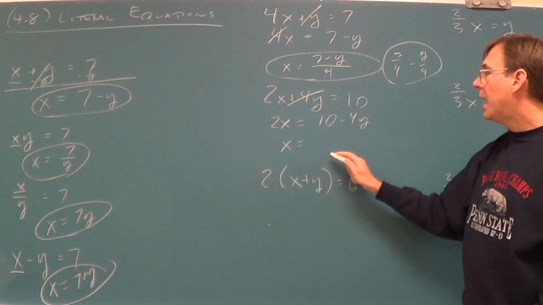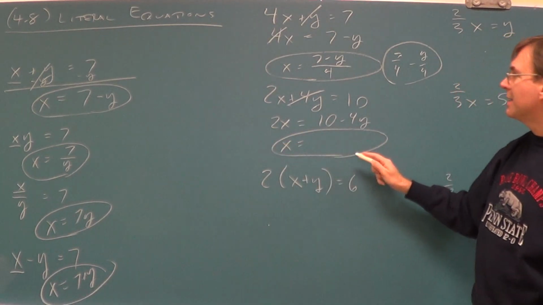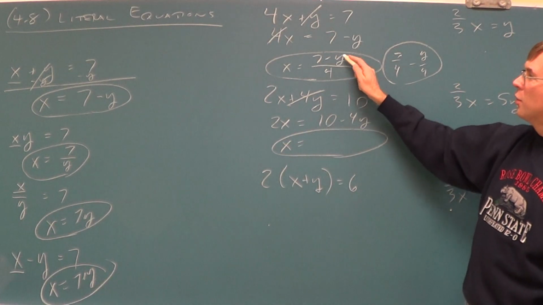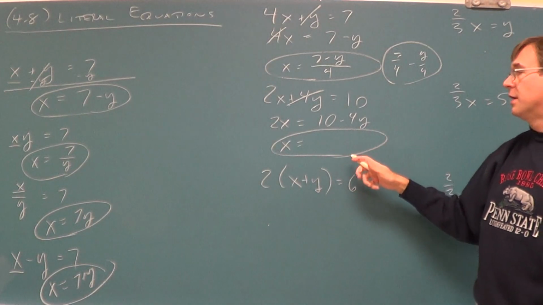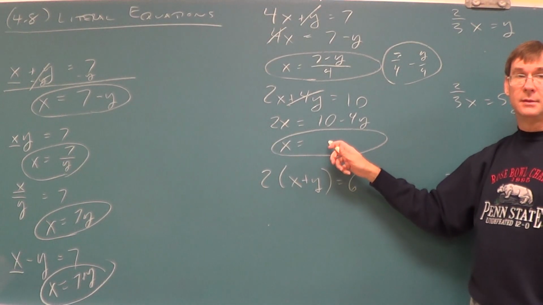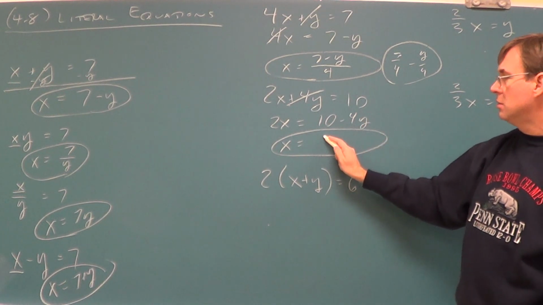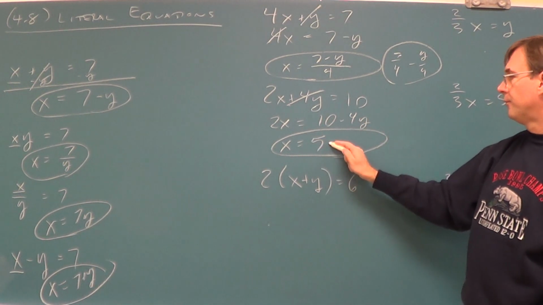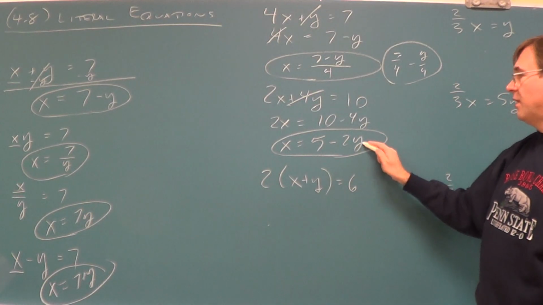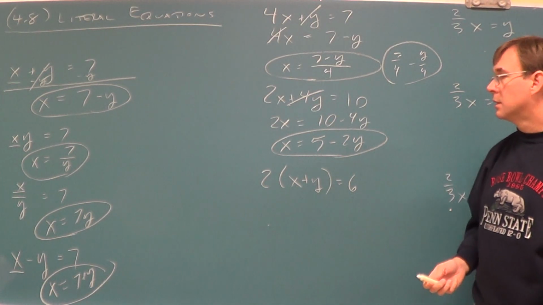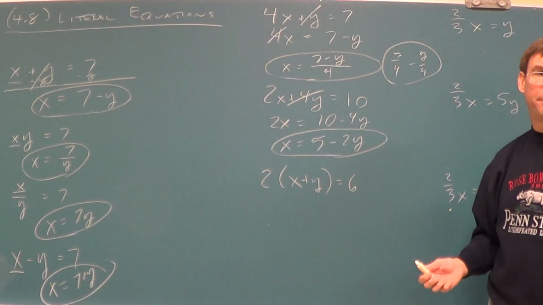Divide by 2. Unlike last time, where I said I didn't care if you divided because 4 couldn't divide, this time I want you to divide because you can. I can divide 2 into these things. So let's just do that. 5 minus 2y. Something about that.